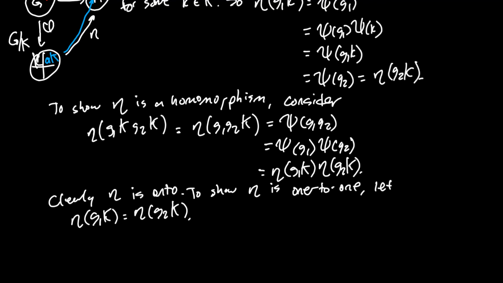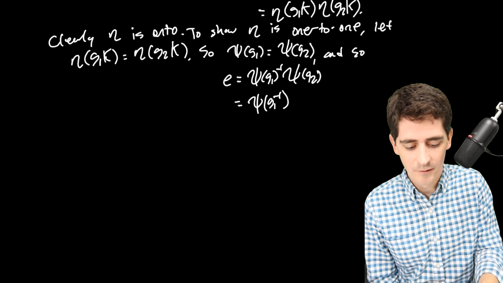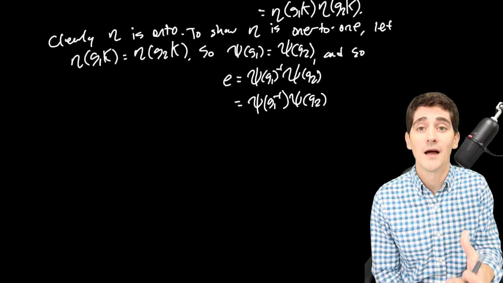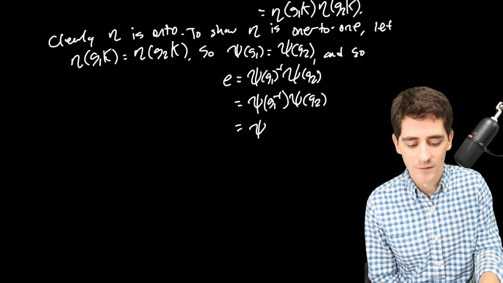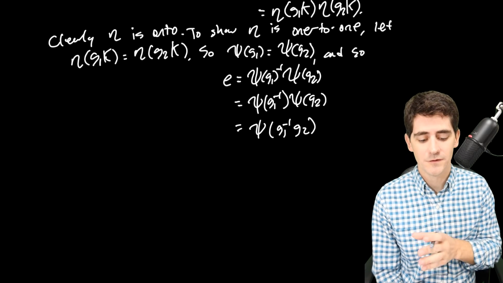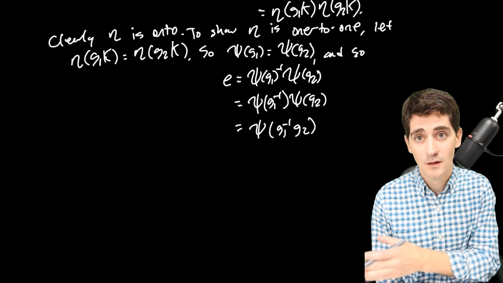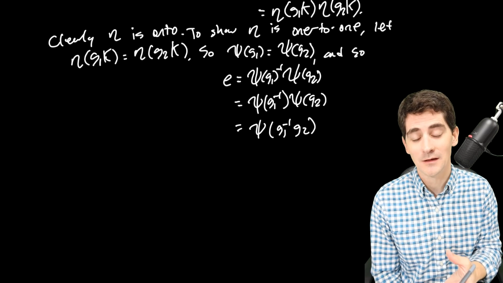But if eta G1K equals eta G2K, that means then that psi of G1 equals psi of G2. This implies then that I can multiply both sides of this equation by the inverse element of psi G1, which we know through homomorphisms is the same as psi of G1 inverse. Inverses get mapped to inverses. And now since this is a homomorphism, I can bring this together as psi of G1 inverse G2. Now, why do I care about that? Because when I map G1 inverse G2 over to H, I get the identity element in H.